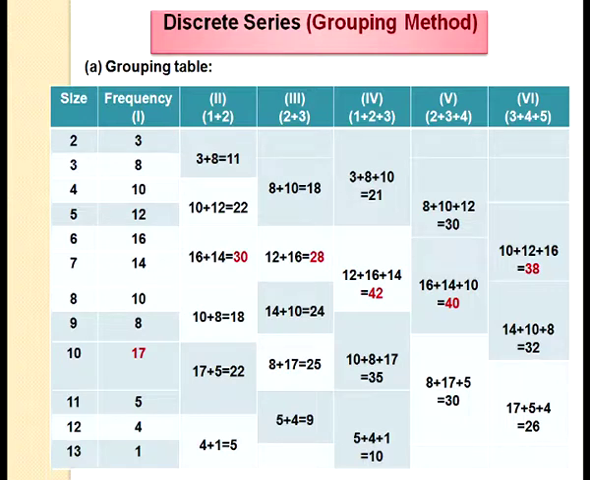Likewise, in the fourth column, what are we going to do? We are going to group the frequencies in 3. So we are going to group the first 3 frequencies first. 3 plus 8 plus 10 comes to 21. Likewise, we are going to compute all the frequencies and highlight the highest. The highest frequency is 42.